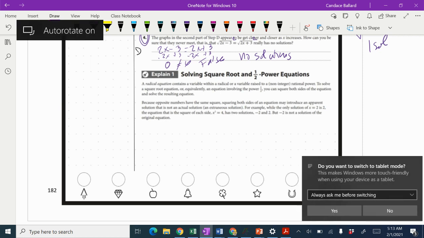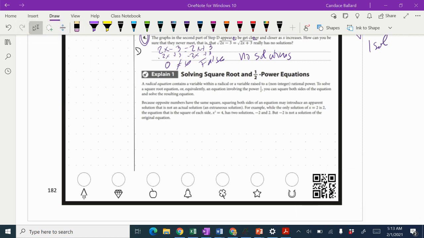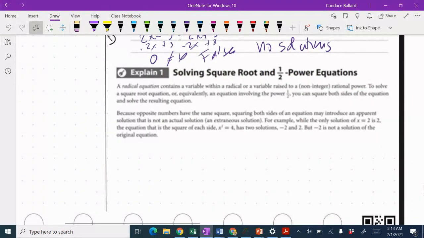In this video, we're going to continue topic 7.7, and we're going to look at explain 1. We are solving square root and 1/2 power equations. So a radical equation contains a variable with a radical or a variable with a raised non-integer rational power. So basically a fractional exponent.